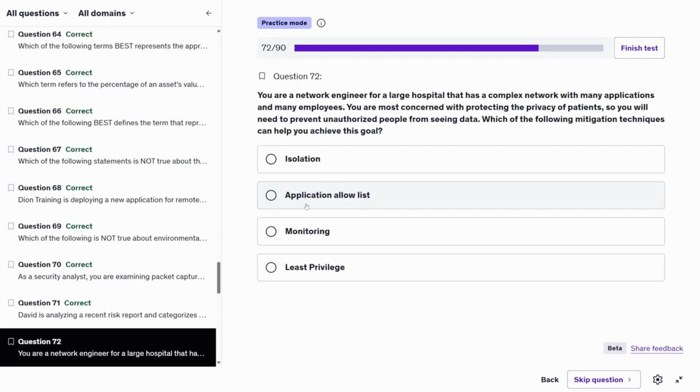You are a network engineer for a large hospital that has a complex network with many applications and many employees. You are most concerned with protecting the privacy of patients, so you will need to prevent unauthorized people from seeing data. Which of the following mitigation techniques can help you achieve this goal? We've learned about this in previous CompTIA A+ practice tests. The correct answer is D, least privilege.